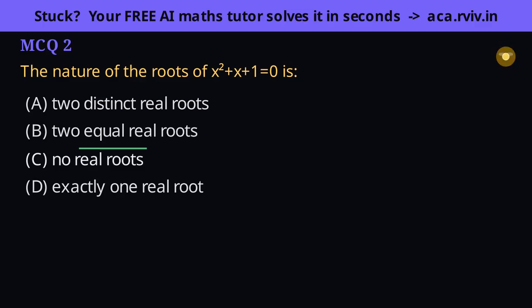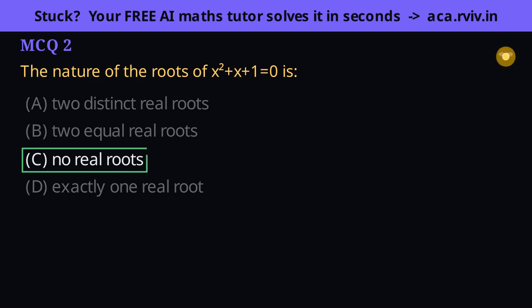A negative discriminant means the formula would ask for the root of a negative, impossible in the reals, so there are no real roots. Option C. Options A and B are wrong because those need a positive or zero discriminant, and option D, exactly one real root, is a distractor. A quadratic never has exactly one distinct root unless the discriminant is 0, which would still be counted as two equal roots.